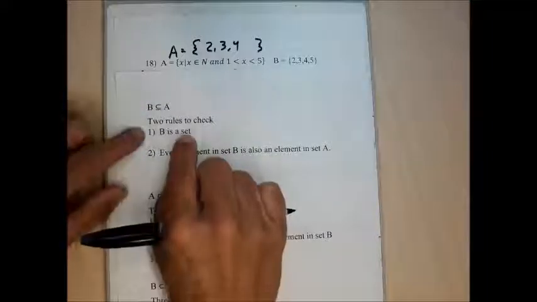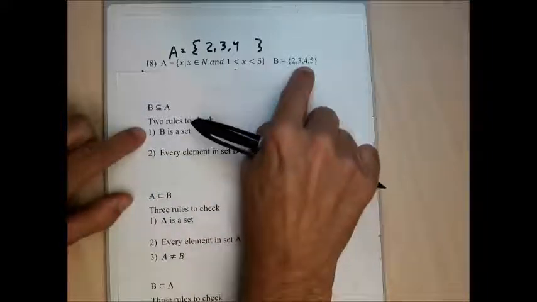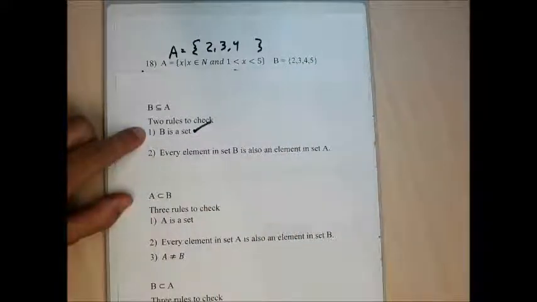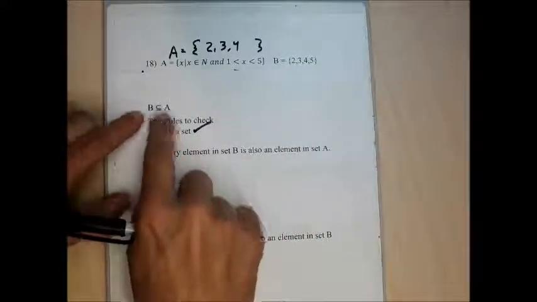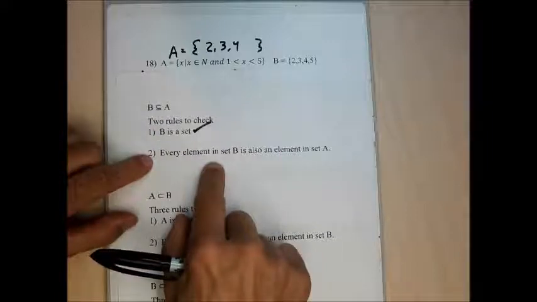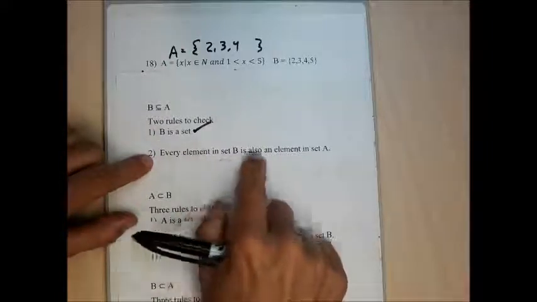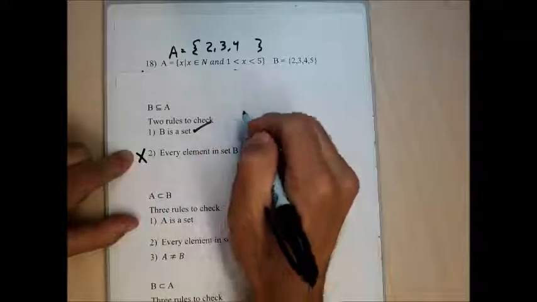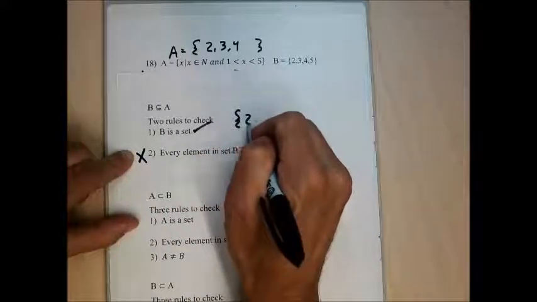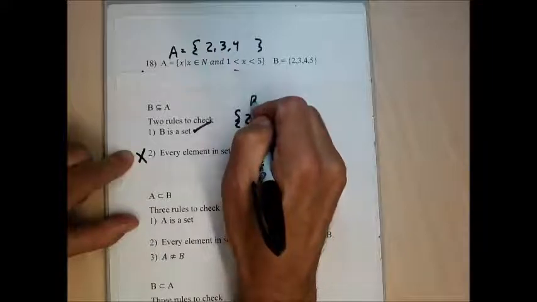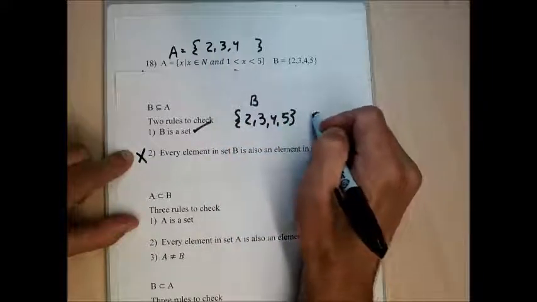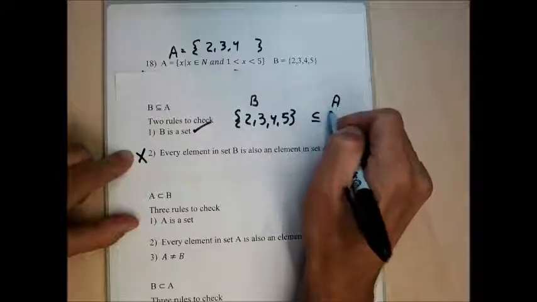For B to be a subset of A, B needs to be a set, which it most definitely is because it's written in set builder notation. The second criteria for B to be a subset of A is that every element in B also needs to be an element of A. This is the one that's going to break down. For B to be a subset of A, every element in set B, 2, 3, 4, and 5, also would have to be an element of set A.